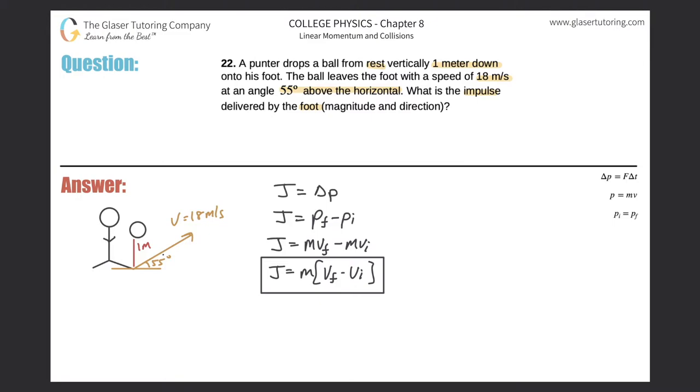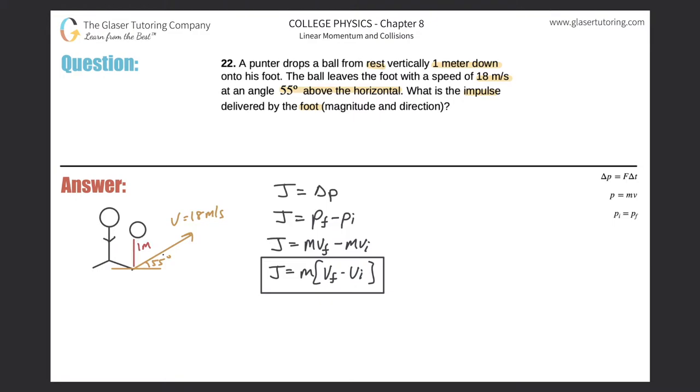So remember, we're finding the impulse at this point, right? Right here where the foot makes contact with the ball. So what do I need to know about this point? I need to know the final velocity and the initial velocity. So if this is my frame of the problem right here, what's the initial velocity? Well, the initial velocity, if my frame is right here, would be the final velocity of the ball coming down, right, traveling 1 meter with gravity.